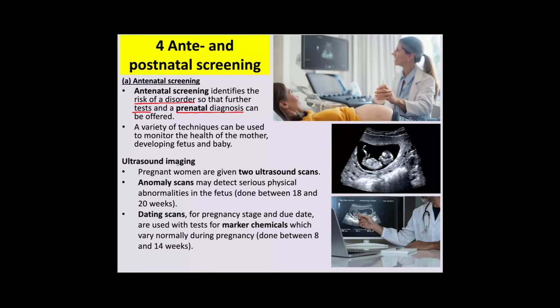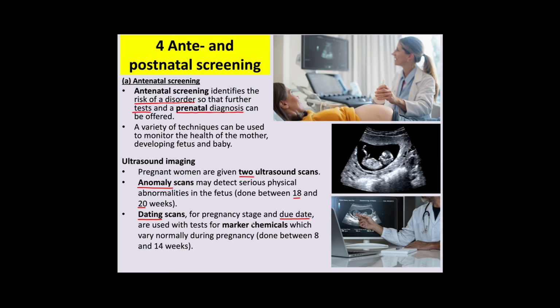So the first thing that happens in terms of assessing the health of the mother and the fetus is something called an ultrasound. So we've got ultrasound imaging here. Now, pregnant women are given two ultrasound scans. The first one's called an anomaly scan, and that detects any serious physical abnormalities in the fetus. That's the big one where they're looking for anything they can see on the scan, and that's usually done between 18 and 20 weeks. The dating scan is one where they use it just to establish the stage of pregnancy that the mum's at and the due date.